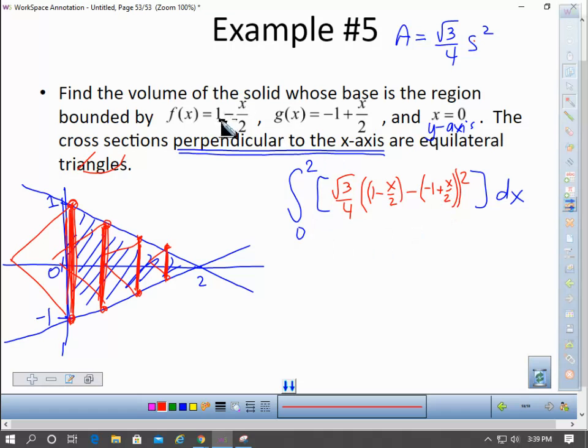So we're looking at function f minus function g is what we got here. The one with the negative sloped line was function f. The one with the positive sloped line was function g. So this is function f minus function g, top minus bottom. That's what's creating the side length. So you square your side lengths and then you multiply by radical 3 over 4. You integrate that from 0 to 2 and it gives you the volume of the solid we're creating here.